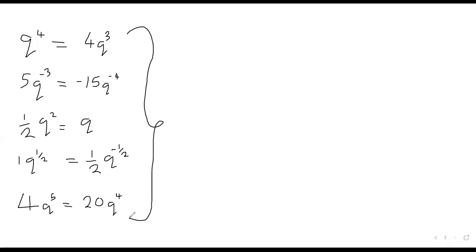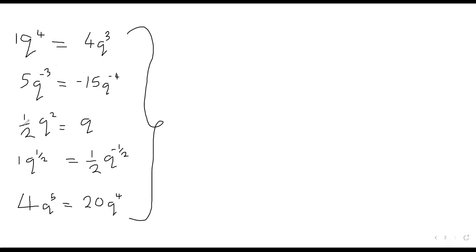No, Mr. Collins. We're just using the power rule here. There's a 1 there. We're differentiating. 4 times 1 is 4, and subtract 1 from the power here. 4 minus 1 is 3. That's how you differentiate. Then here, 5 times negative 3 is negative 15. Then subtract 1 there. Minus 3 minus 1 is minus 4.